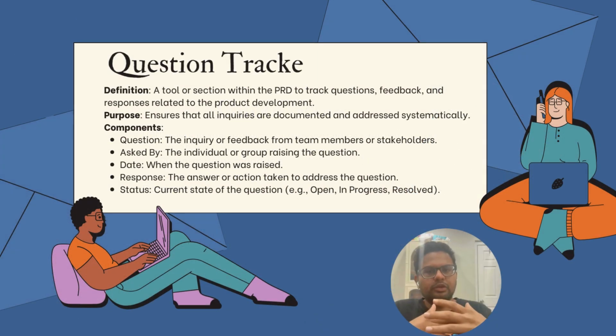So let's talk about the question tracker section. This is the very last section in your PRD document. Within this section, you track the questions, feedback, and responses related to your product development. Why do we need this? The purpose is to ensure that all inquiries are documented and addressed systematically. So you have a general idea about the questions and feedback you're getting, and you can keep a track record of them. This is the last section in our PRD document.